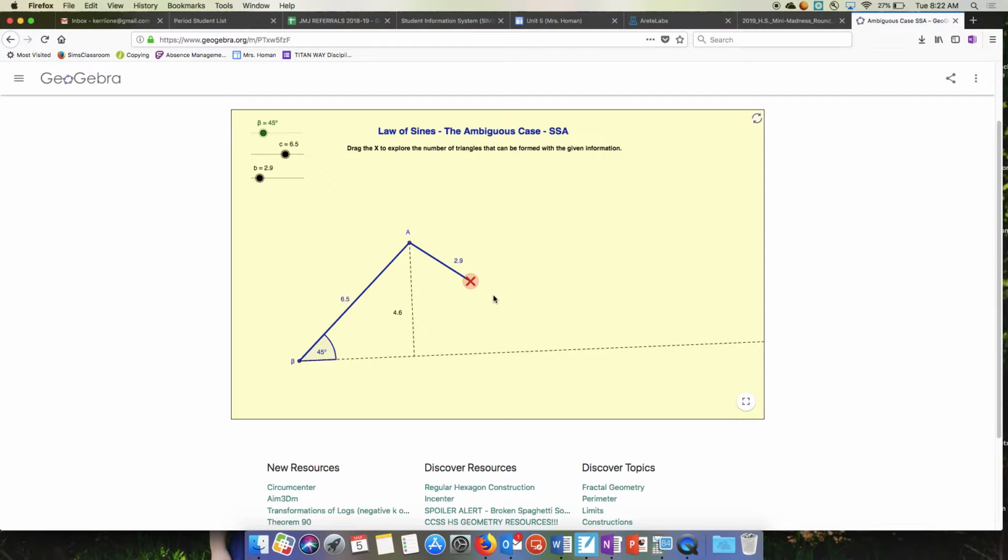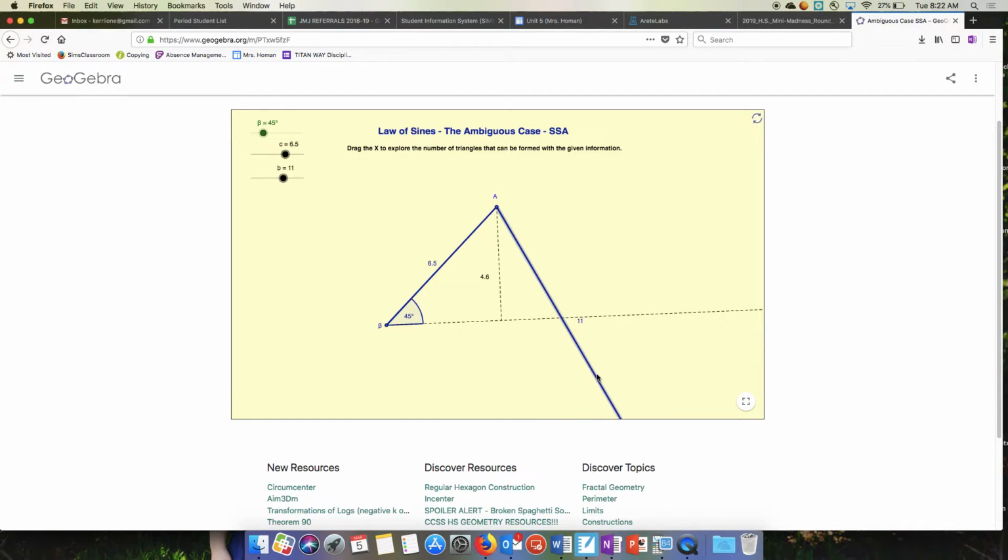Now, not quite yet. I don't want to make it too big yet. Okay, now here I can actually make it work, right? We have a triangle and it works. Perfect. Let's make it bigger. So here I have a triangle, and that's the only one that I would be able to make.